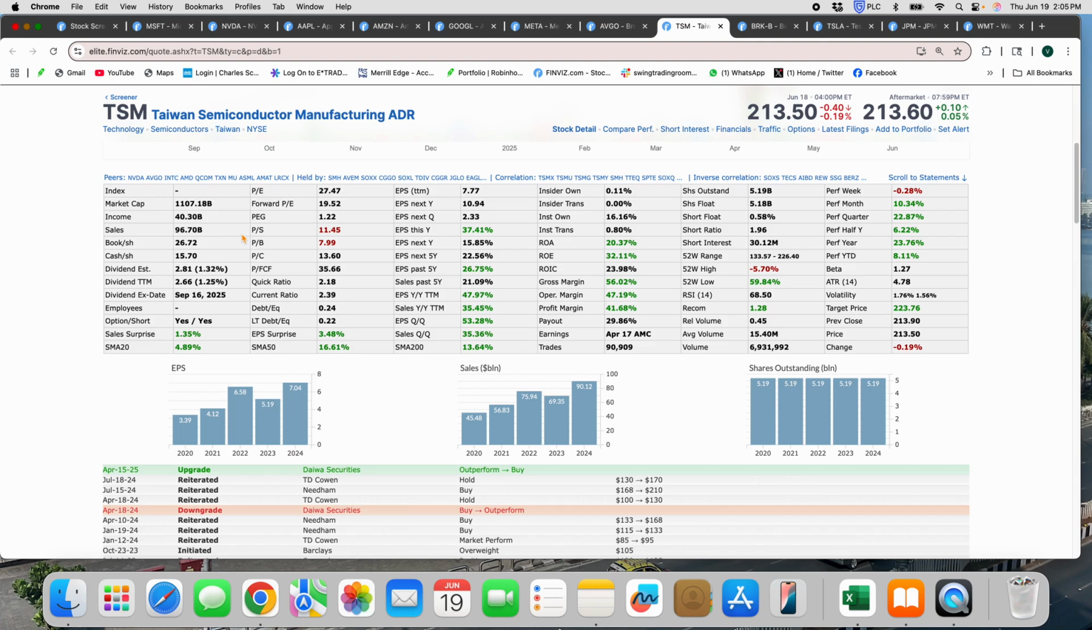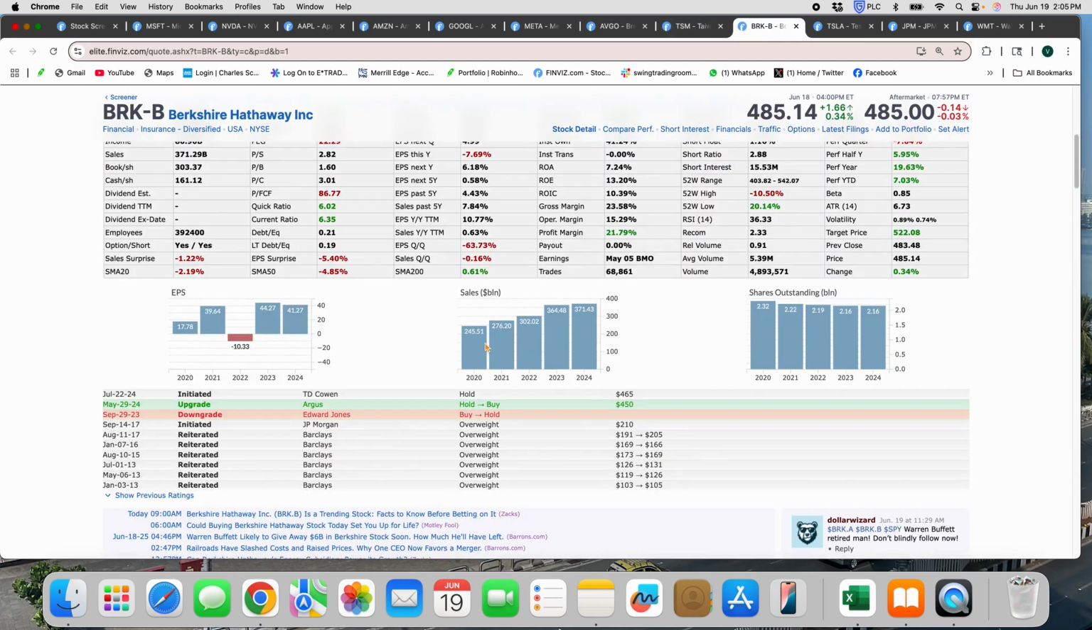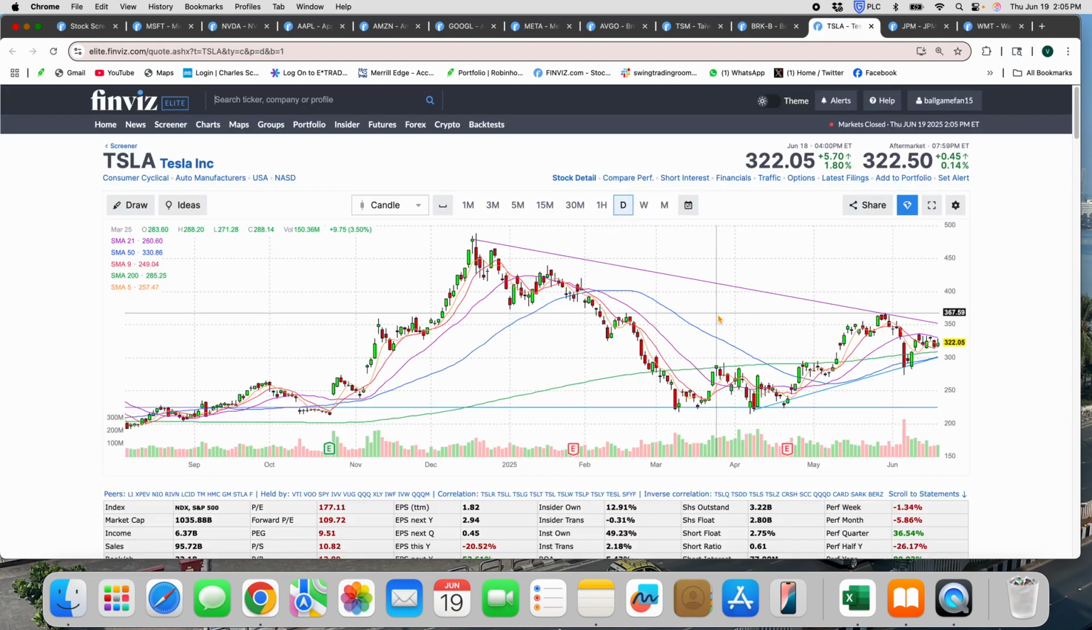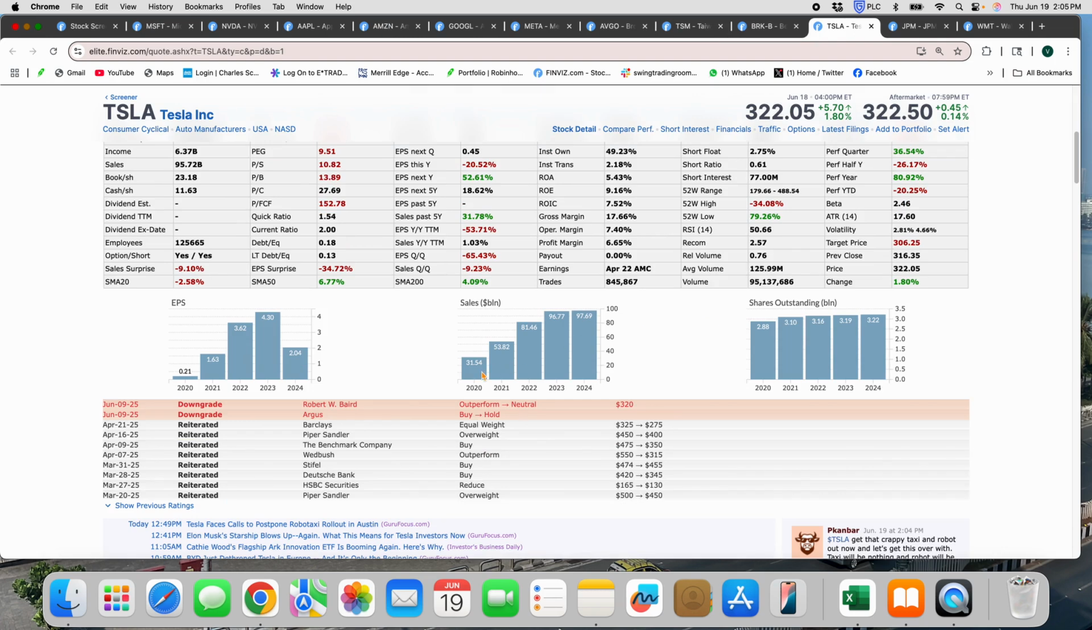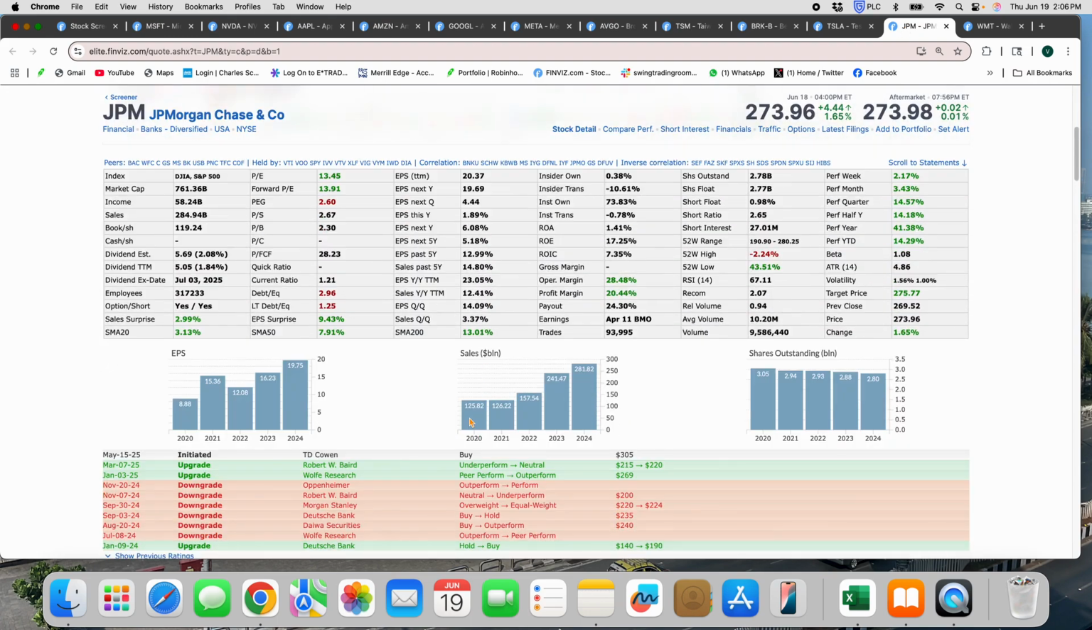Berkshire is another one I would avoid totally, because it's not doubling their revenue, and their profit is not growing. Tesla, their revenue did grow from 30 to 90, but look at their profit, it shrank. So a bit of caution. JP Morgan did double their revenue and also the profit.